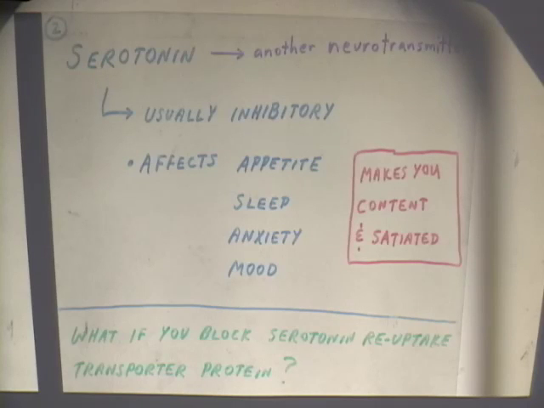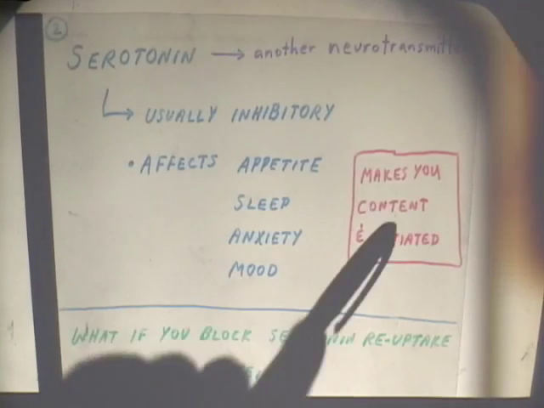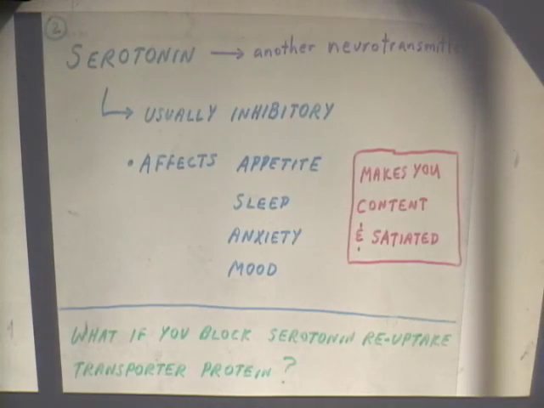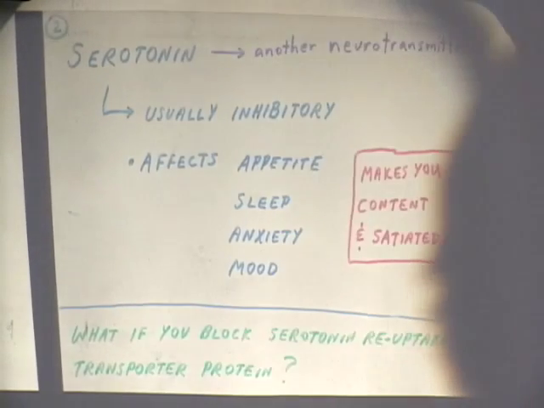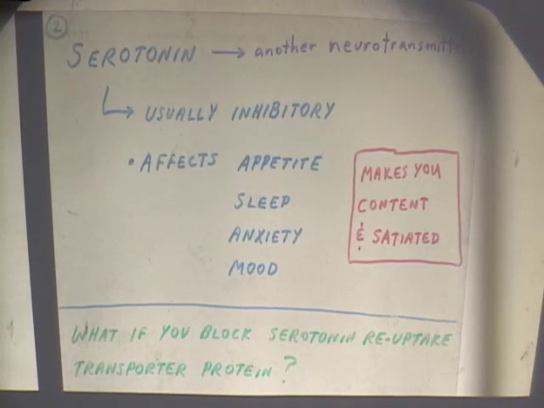What if you block reuptake, the way dopamine reuptake could get blocked by cocaine? What if we blocked the reuptake of this one? Normally, serotonin makes you content and satiated. If I block the reuptake of it, what's going to be the outcome? Now think about it. Serotonin gets released. When serotonin is released, release of it causes you to be content and satiated. So you're super content and satiated because it stays in the synaptic cleft and it keeps attaching itself to those receptors. Is that going to be good or bad?